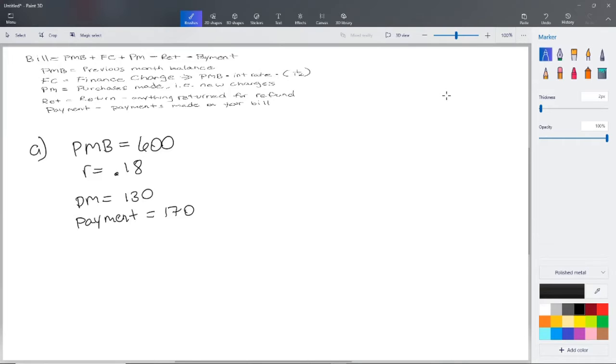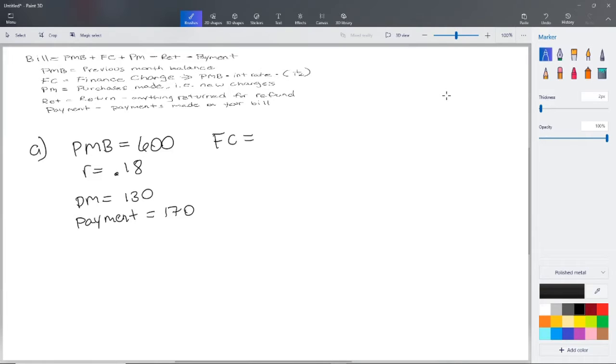Our purchases made, $130, and then the payment we sent in of $170. All right, so using that, we should be able to figure that out. Before I do anything, though, my first step in these problems is to figure out what is my FC, what is my finance charge going to be.